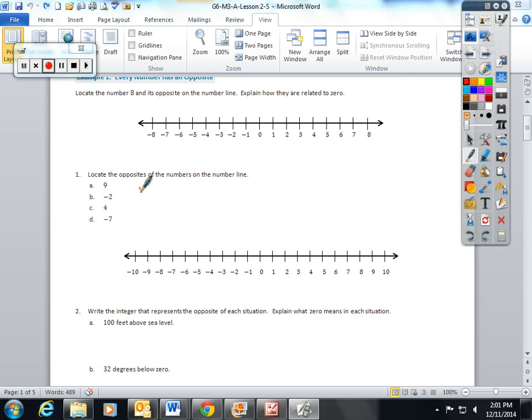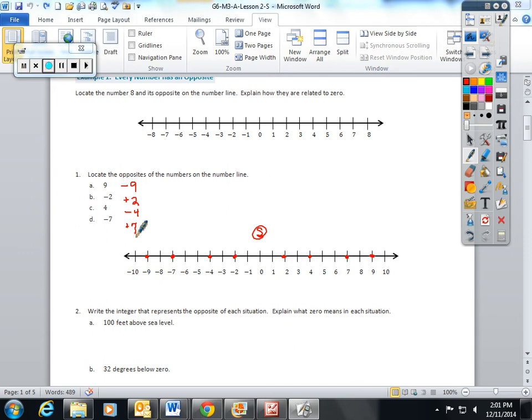Okay, 9's opposite. 9 is 9 spaces away from 0, our starting point on our number line. So 9 spaces in the other direction would be negative 9. Negative 2 is down 2 spaces to the left from 0 on our number line. So the opposite is going to be up positive 2 spaces from 0, so it's going to be positive 2. 4 is 4 spaces to the right from our starting point of 0. So its opposite is going to be 4 spaces to the left, which would be negative 4. Negative 7 is down 7 spaces from 0, our starting point. So its opposite has to be up 7 spaces. So it would be positive 7. Okay, so hopefully you got those right when you paused it.